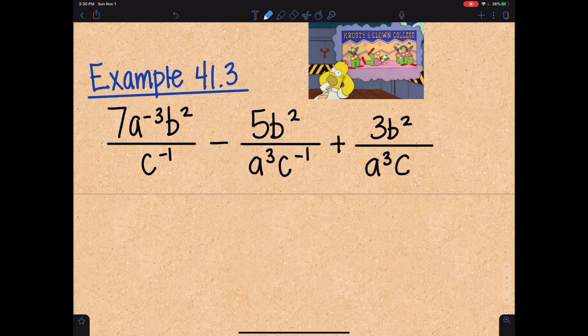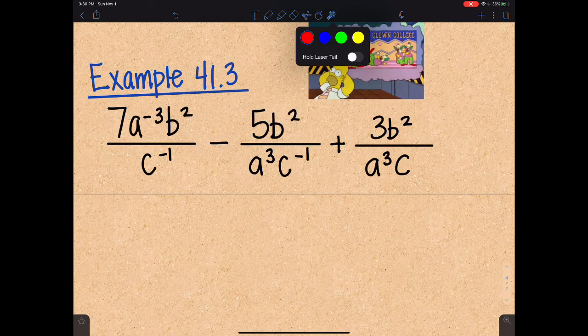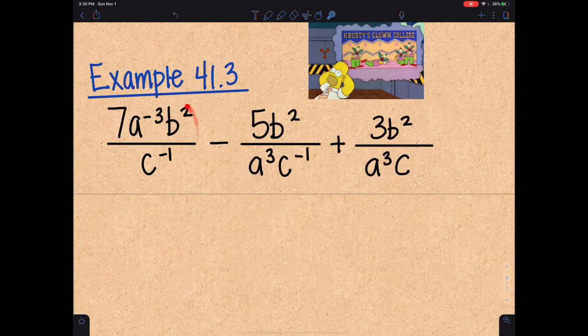All right, so example 41.3 is just like the other ones. We're going to simplify by adding like terms. First thing we're going to do is make all the exponents positive so we can identify those hidden like terms, okay? So is there anything I can simplify right off the bat? I don't really see anything that I can simplify. So I'm just going to move on and make everything a positive exponent. So first I'm going to deal with this first expression.